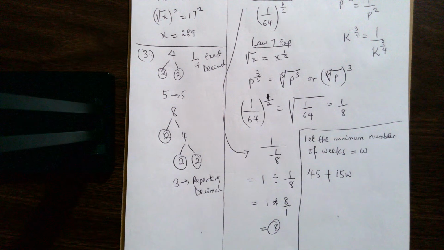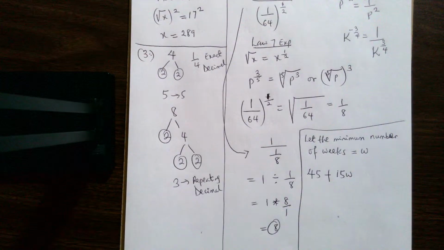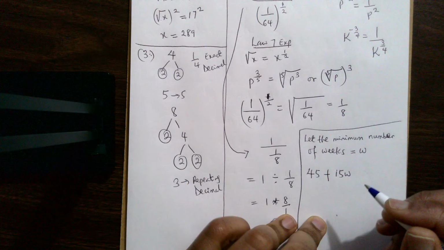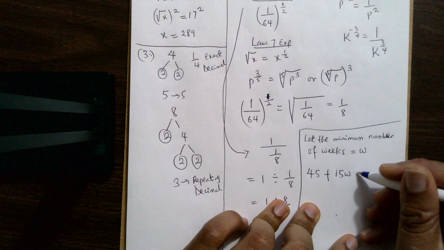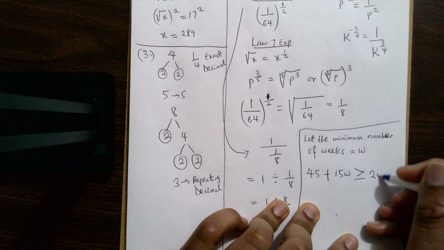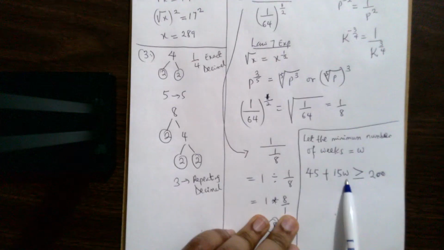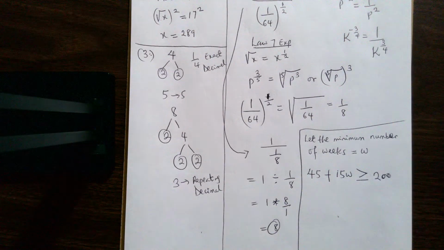So you see that concept here. For 1 week is $15, 15 times 1. For 2 weeks is $30, 15 times 2. For 3 weeks, 15 times 3. For k weeks, assuming we used k, that would be 15 times k. So in this case, 15 times W. Now, she needs at least $200, so we're going to do greater than or equal to $200. If you look at this, you see 45 is in dollars, 15W is in dollars, 200 is in dollars. That's the way you will set it up.